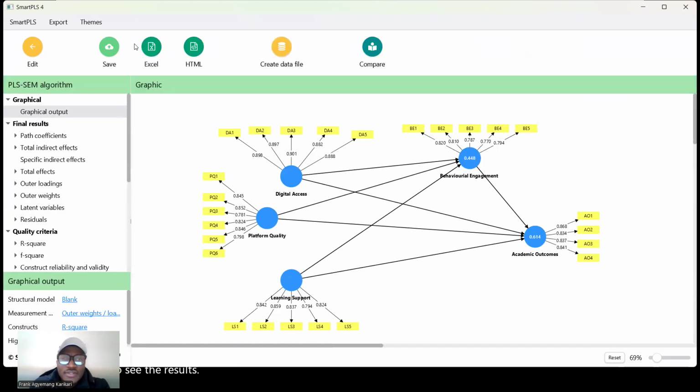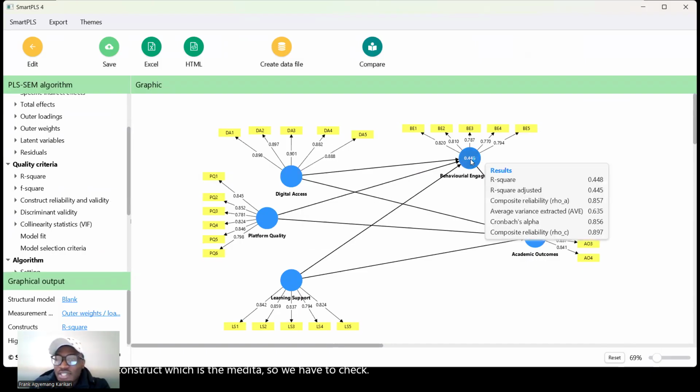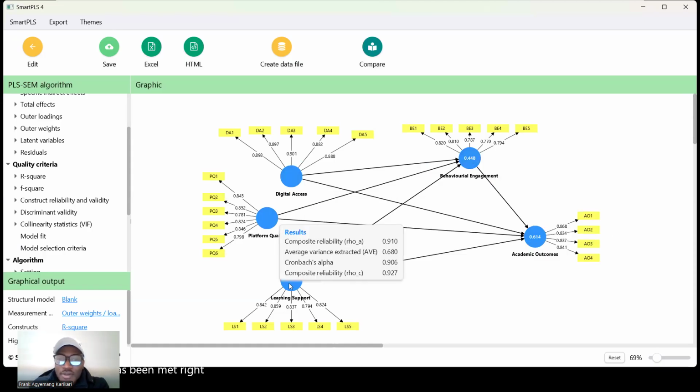Open the full report. You can check, we just added a new construct, which is the mediator. You can also check it from here, as we said last time. We have our R square at 0.448, adjusted at 0.445. The reliability is met, it is more than 0.7. The AVE is more than 0.5, alpha more than 0.7, and rho C also more than 0.7. So this has been met. We have already done this before, and we met that.